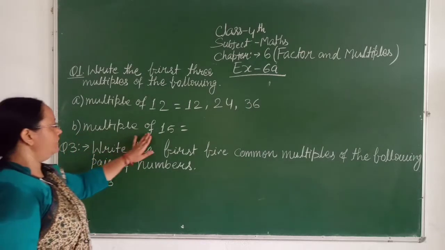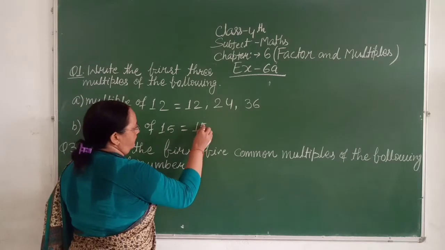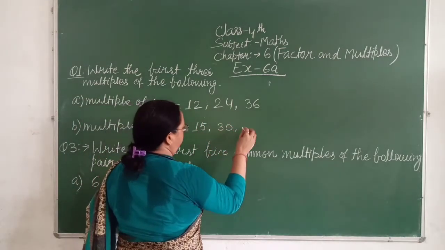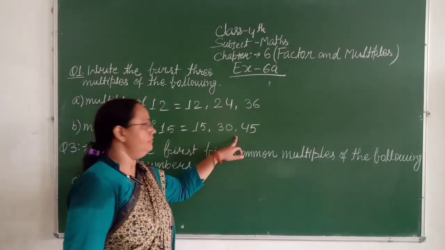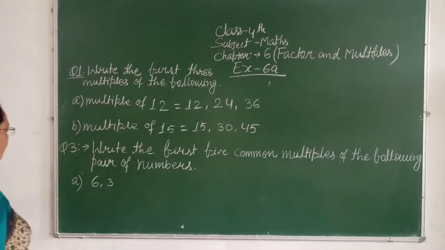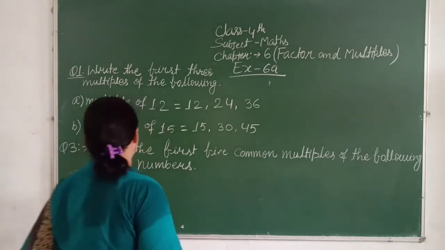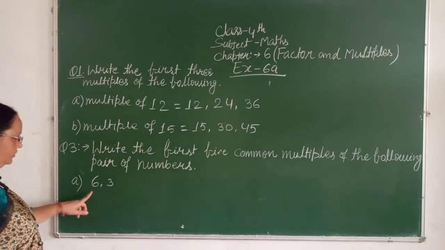And also multiples of 15. First three multiples: 15 1s are 15, 15 2s are 30, and 15 3s are 45. This is the first three multiples of 15. And now question number 3. Write the first 5 common multiples of the following pair of numbers. And the numbers given are 6 and 3.